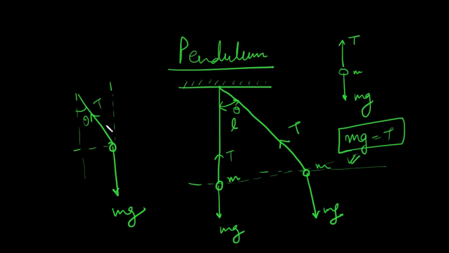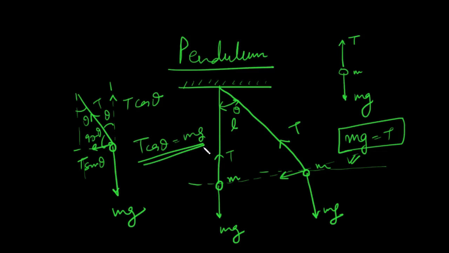this is the angle theta, so this would be theta and this would be 90 minus theta, right? So the component of tension would be T cos theta, and this component would be T sin theta. T cos theta would balance out mg, because the mass would travel along this side, it is not going down, so a component of tension balances the weight. So T cos theta would be equal to mg, and T sin theta would be equal to ma.